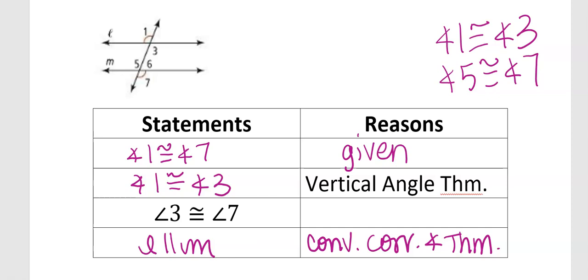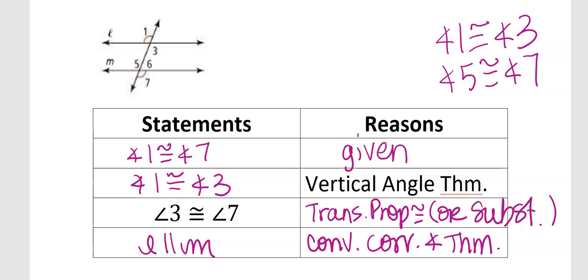Yes. And I'm going to go back and do, if I put a 5 and a 7 in there, what would it look like then? So this one's going to be transitive property of congruence or substitution. And we already said that that last one was the converse of the corresponding angle theorem.